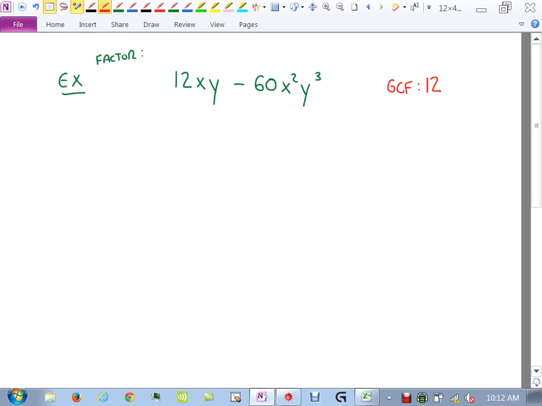Okay, what about the x's? I have 1 here and I have 2 here, so just one of them, right? How about y's? I have 1 in the first term and 3 here, but that doesn't matter. I just pulled a 1, so I have a y. So we have 12xy, parentheses, enough room for 2 terms there.